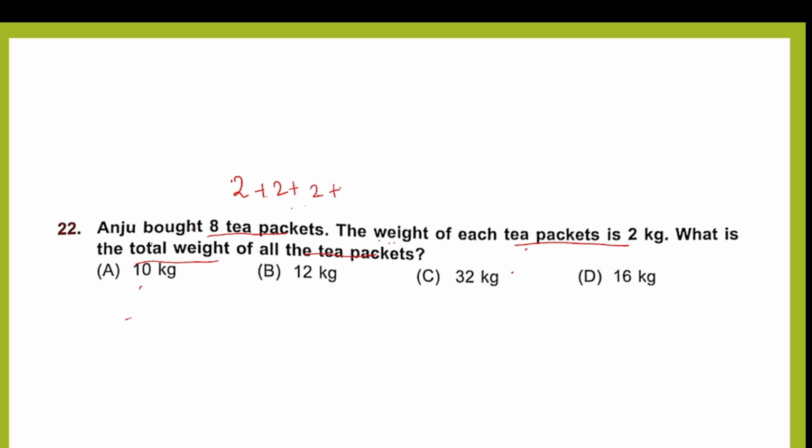That is 2 plus 2 plus 2 plus 2 plus 2 plus 2. Now do the addition. 2 plus 2 is 4, 4 plus 4 is 8, 8 plus 4 is 12, and 12 plus 4 is 16. So the total weight of all the tea packets is 16 kg. That is, option D is the correct answer. Next question.